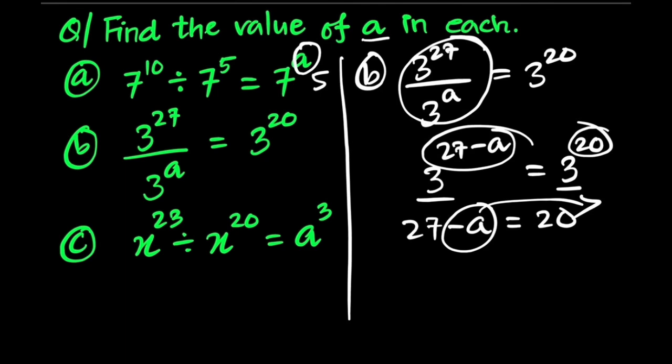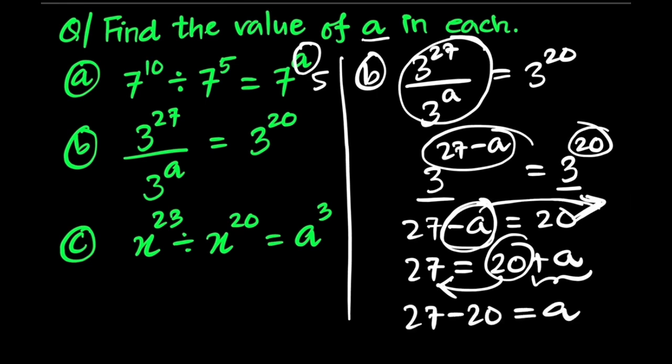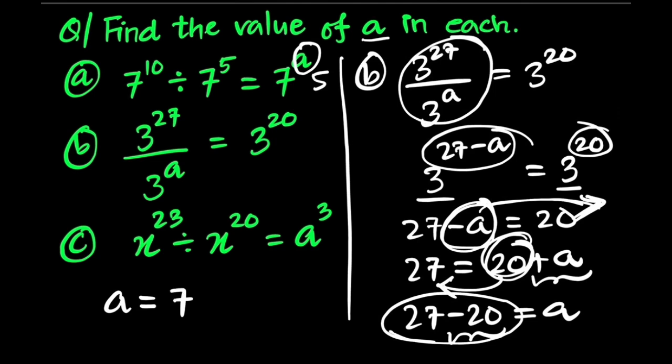Now take this minus a on the other side of the equation, which becomes 27 equals 20 plus a. So when you take this minus a on the other side of the equation, it becomes plus a. Now bring this plus 20 on the other side of the equation, which becomes 27 minus 20 equals a. Plus 20 becomes minus 20 when you take it on the other side of the equation. So a equals 27 minus 20, which means 7.